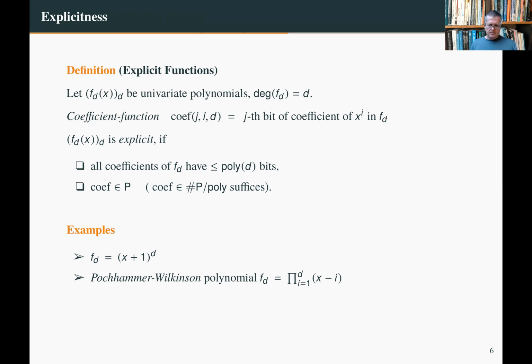These are examples that you can easily verify fulfill this property. An example that is not explicit is this function here. The reason is that these coefficients are just too large. The double exponential would violate these conditions.